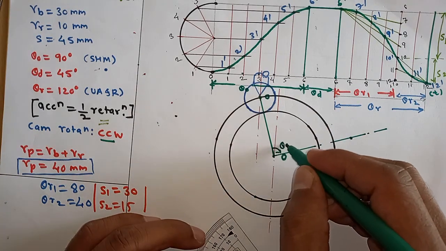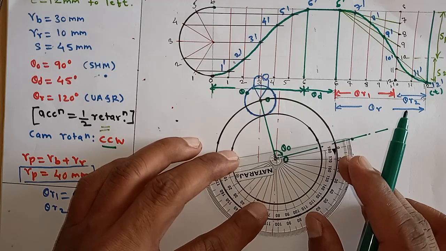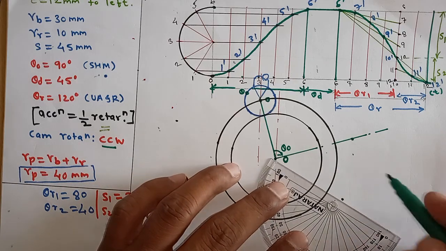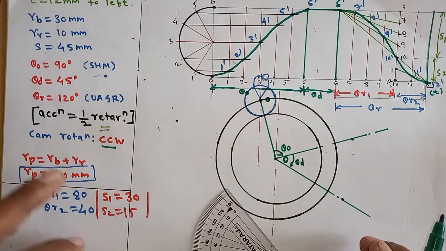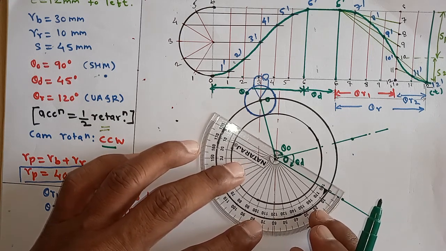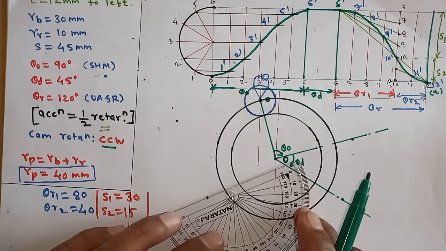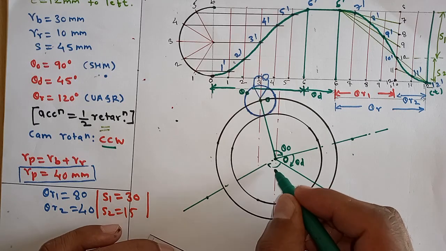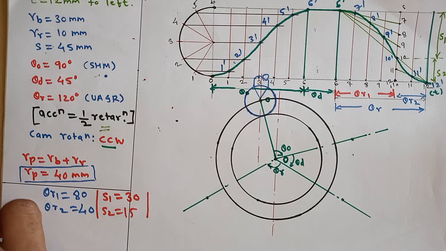So theta O. Next is the dwell period of 45 degrees. So 45, theta D, which is followed by the return stroke of 120 degrees, theta R, the return stroke angle.